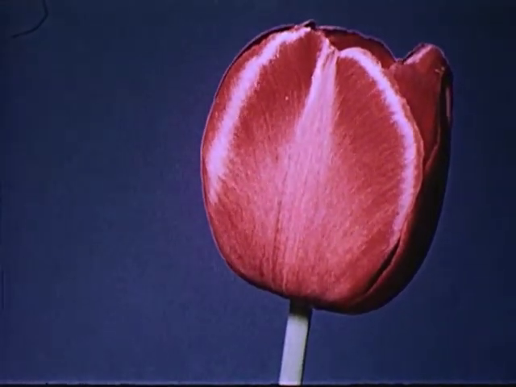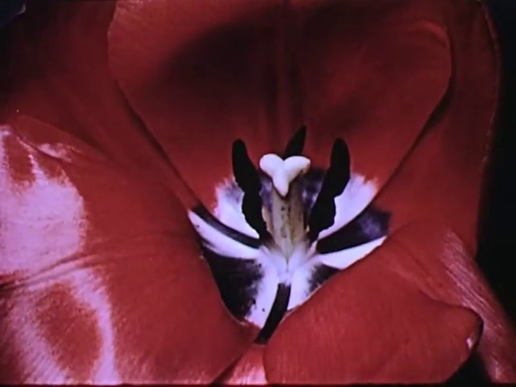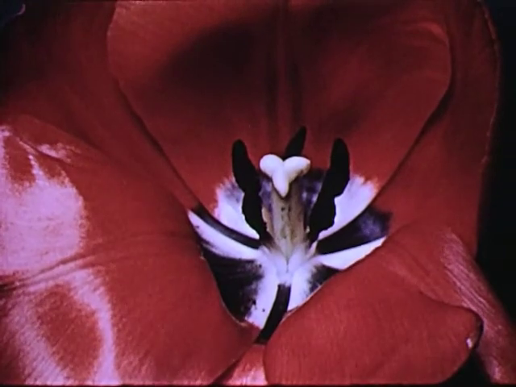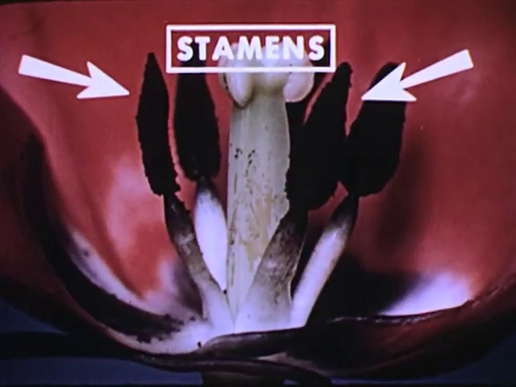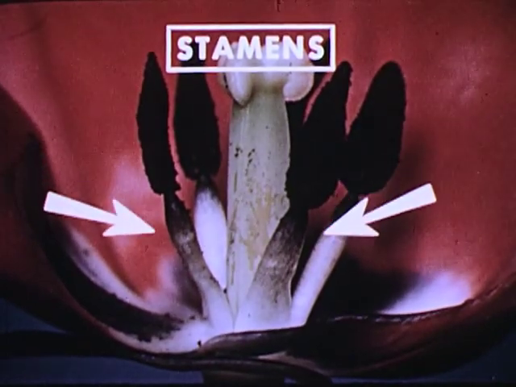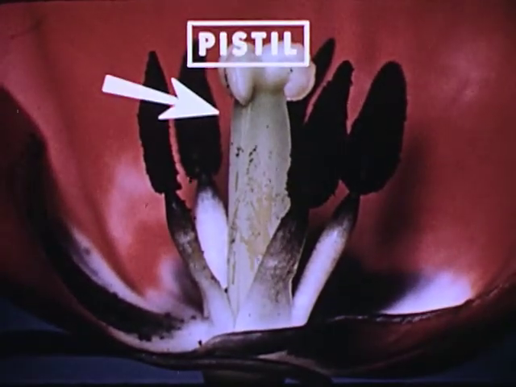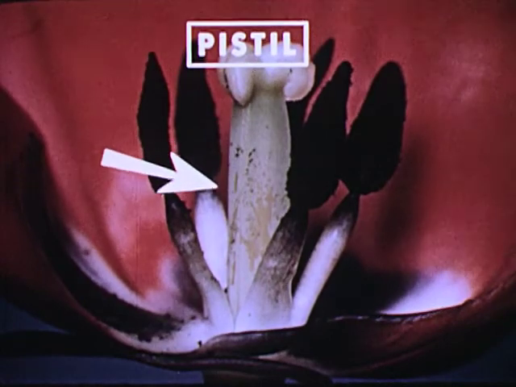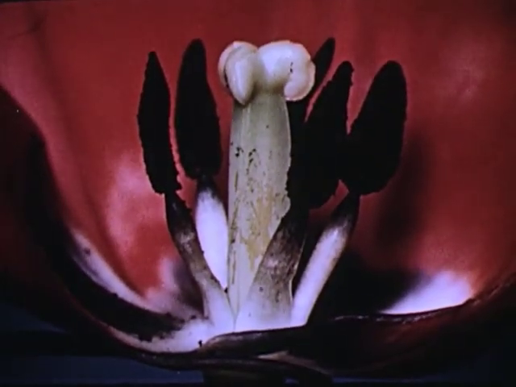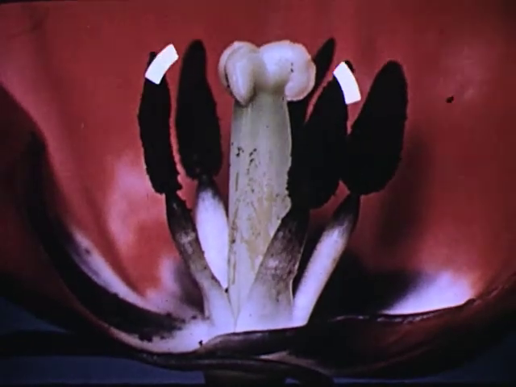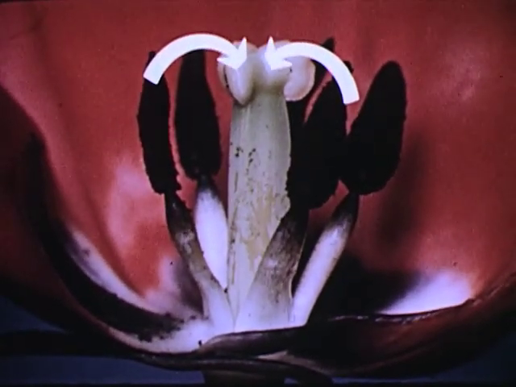Inside its cup-like structure are the male parts and female parts. Flowers that contain both male and female parts are called perfect flowers. These are the stamens, the male organs of the flower. This is the pistil, the female organ of the flower. Together, these are the essential parts of the flower because, in order to produce seeds, pollen from a stamen must reach the pistil.